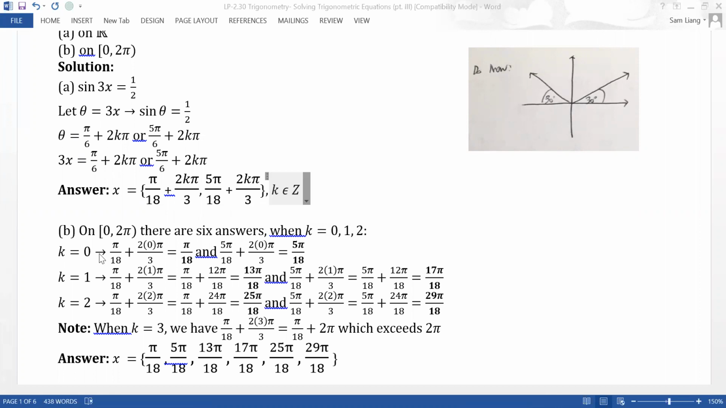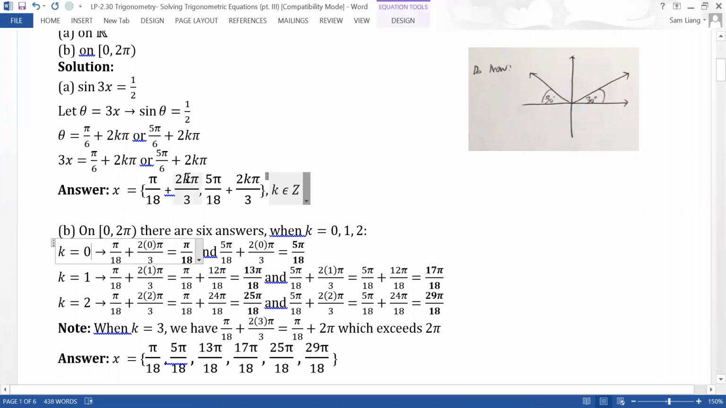If we do that, then if you plug in 0 here, then you're going to get pi over 18 plus 2 times 0, pi over 3. And then this is just 0 here. So it'll just be pi over 18 for your first answer. And then that's going to be followed by 5 pi over 18 plus 0, which is 5 pi over 18. So those are our first two answers.